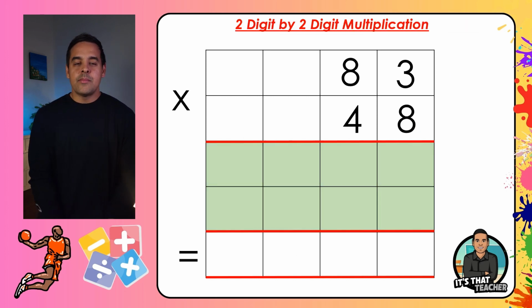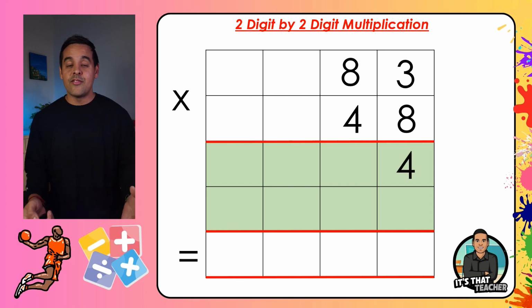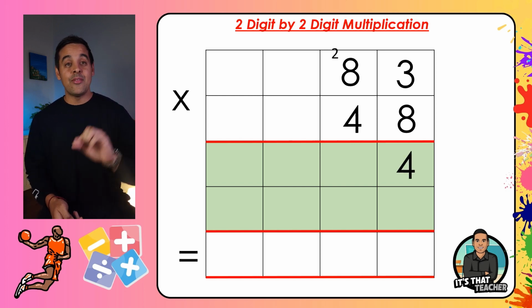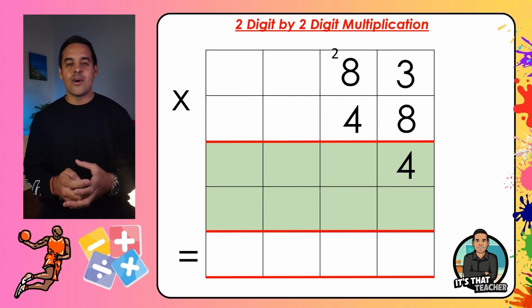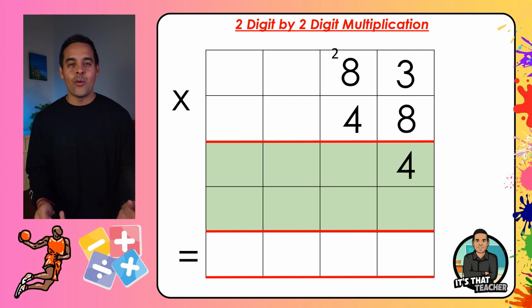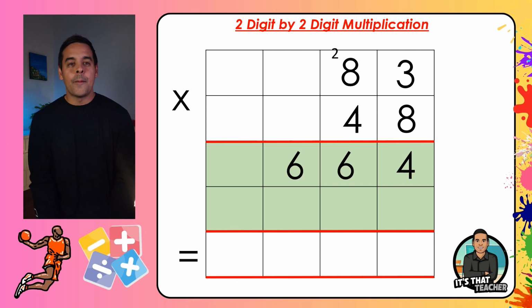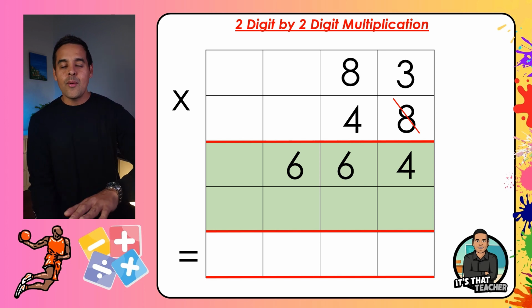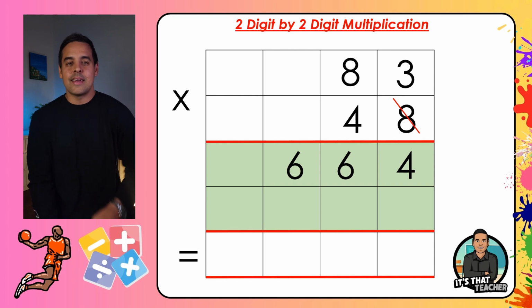83 times 48. So 8 times 3 is 24. You put the 4 below and the 2 goes above the 8. Now, 8 times 8 is 64, but we need to plus that 2. So 64 plus a 2 is 66. Now, don't forget, rub your working out. If you want to cross that 8 that you just used, you can, but I highly recommend rubbing the working out so you have a fresh slate for your next set of numbers.